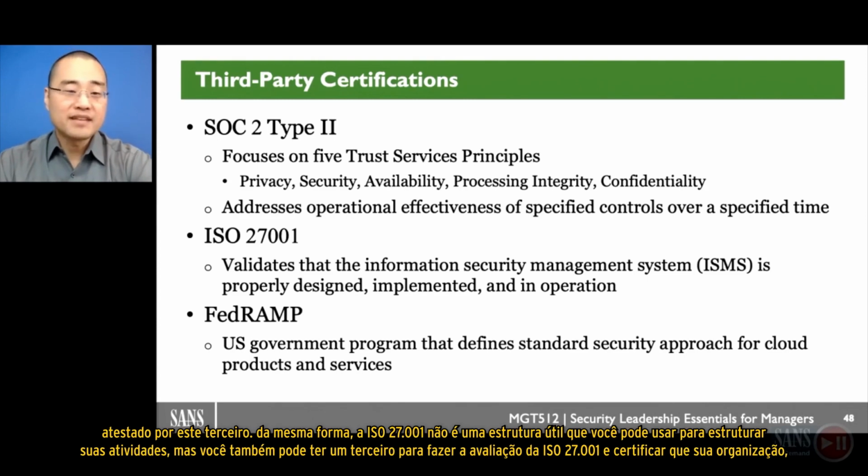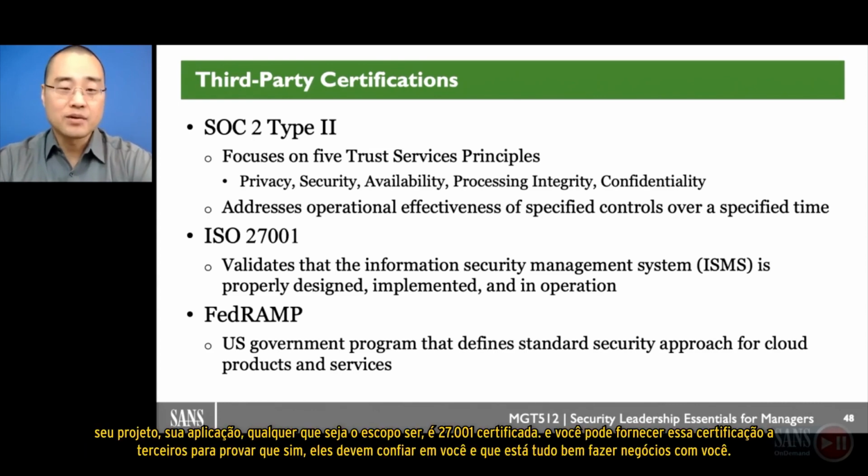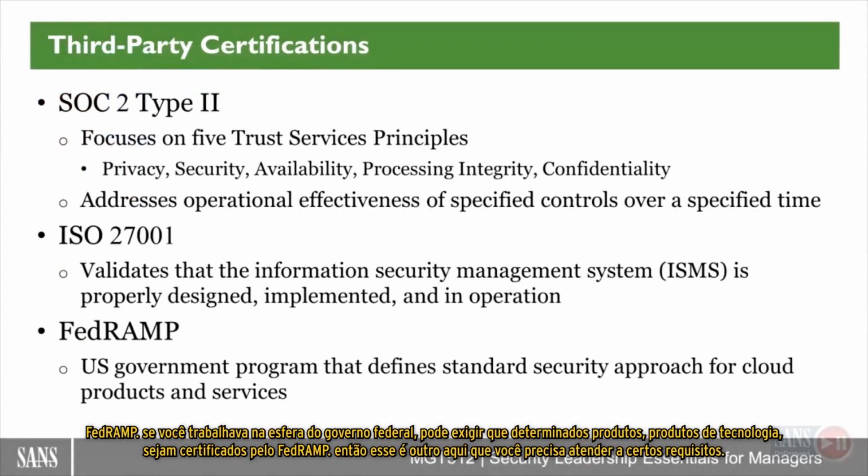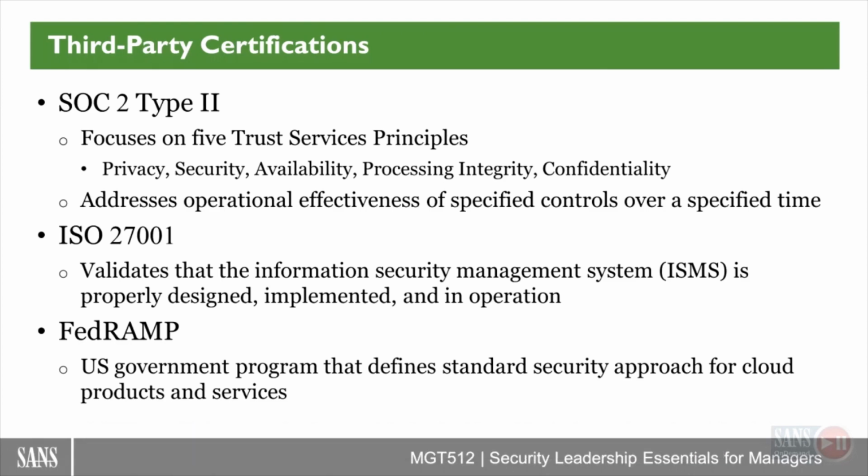Similarly, ISO 27001 is not only a useful framework that we can use to structure our activities, but you can also have a third party come in and do an ISO 27001 assessment and certify that your organization, your project, your application, whatever the scope might be, is 27001 certified. And you can give that certification to third parties to prove to them that, yes, they should trust you and be okay doing business with you. FedRAMP, right? If you are working in the federal government space, you might require that certain technology products be FedRAMP certified. So that's another one where you'd have to meet certain requirements.